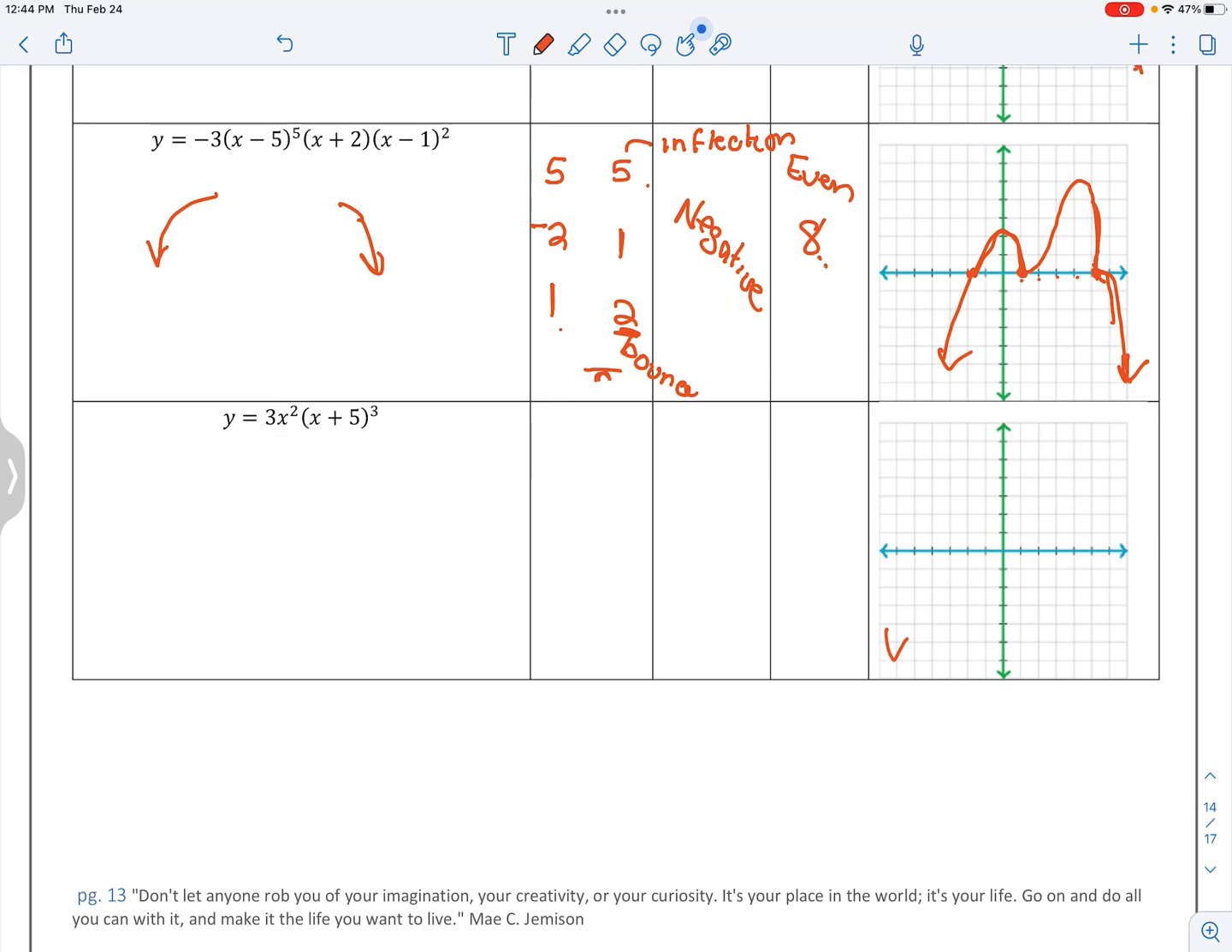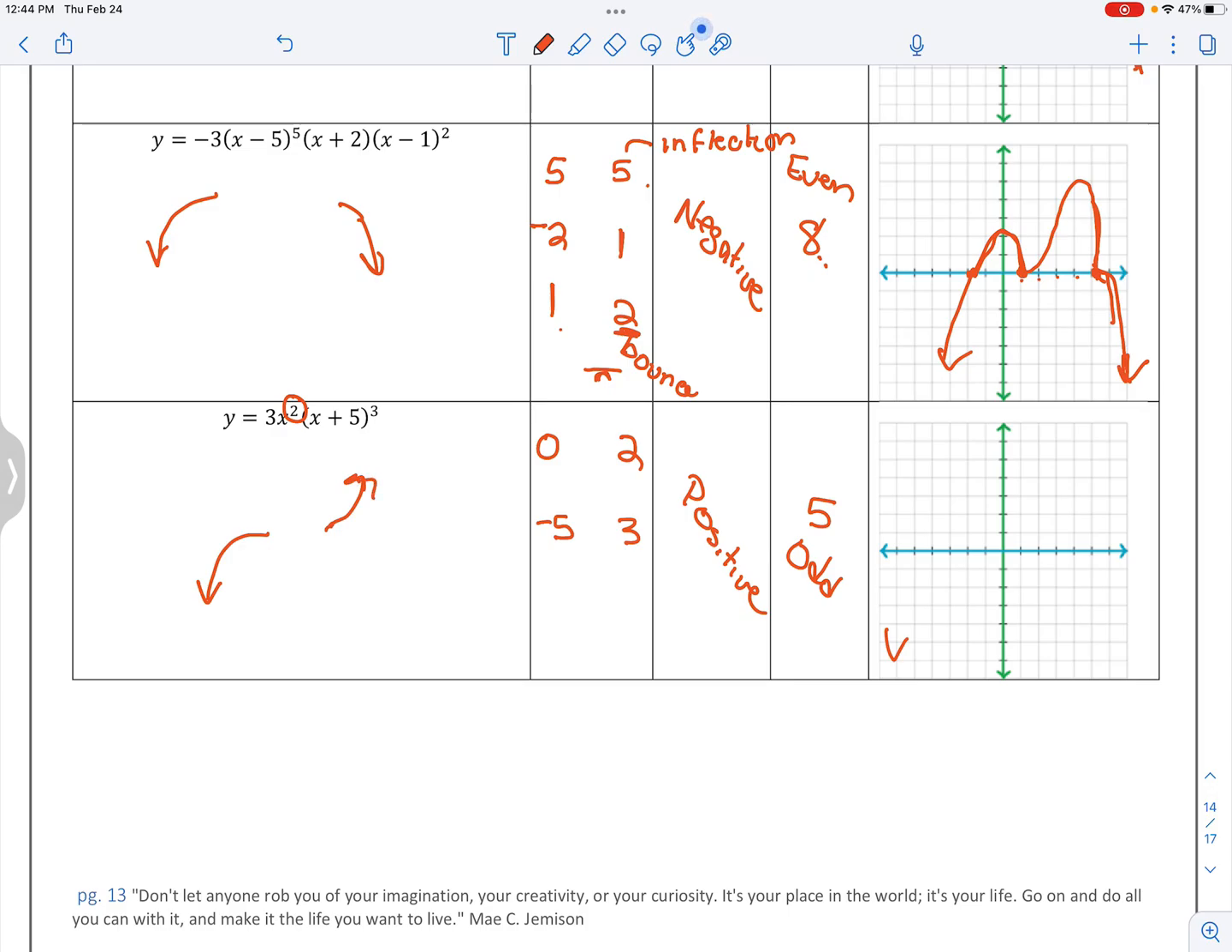Okay, welcome back. So for this one, I have zeros at 0 and -5. The one at 0 has a multiplicity of 2, and the one at -5 has a multiplicity of 3, which makes it a 5th degree. And my leading coefficient is positive. So since this is 5th degree with a positive leading coefficient, my end behavior looks like this.